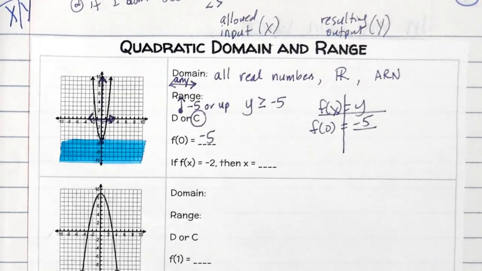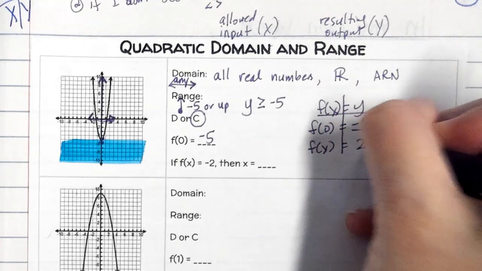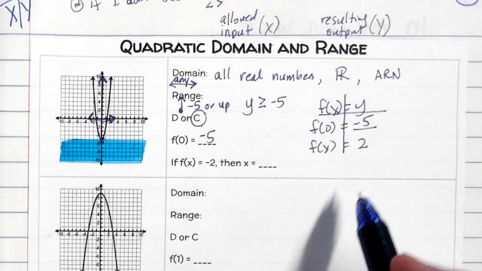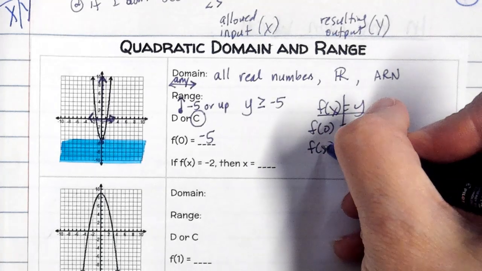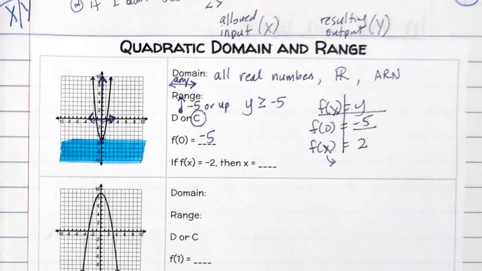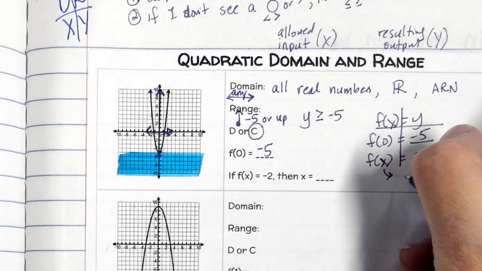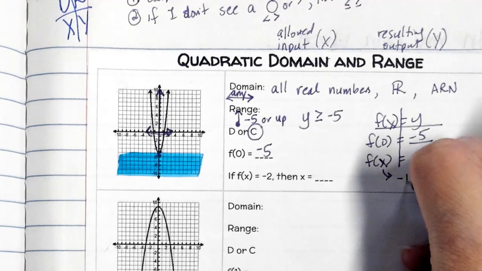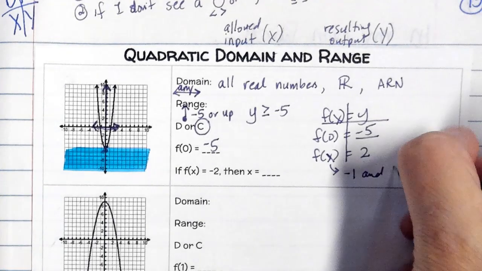Okay? Same thing here. When f of x equals 2, in that case, they're giving me a y value because they gave me something in the y column. I have to figure out what that x value is. So let's look. Okay, if I look right here, well, when y is -2, I've got two x values. Looks like -1 and +1.